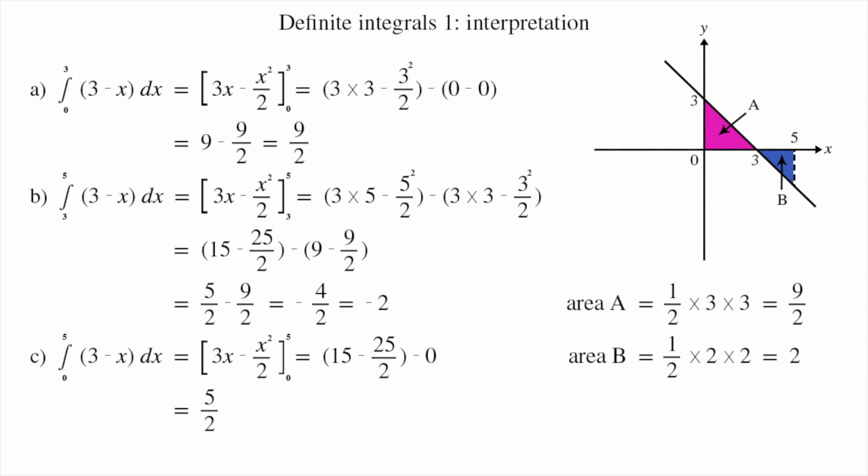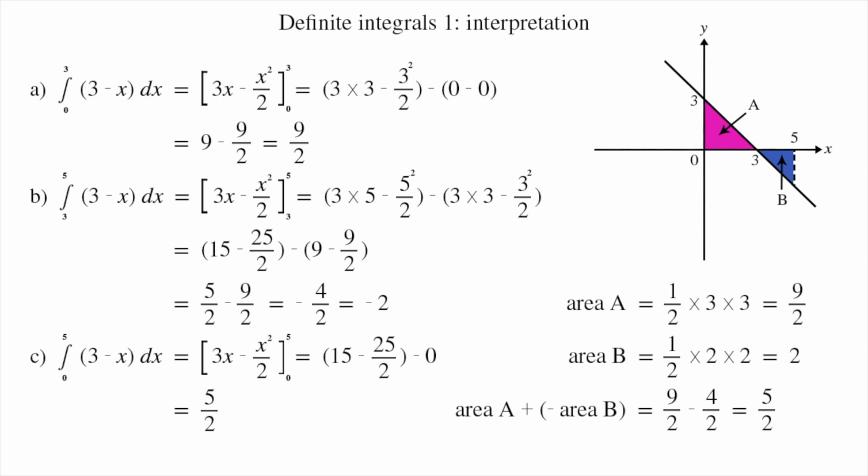This answer is positive, but what does it represent graphically? Well, it represents the sum of area A and area B. But remember, since area B sits below the x-axis, it will be negative. So this integral is actually area A minus area B. That is equal to 9 over 2 minus 4 over 2, which is indeed 5 over 2.